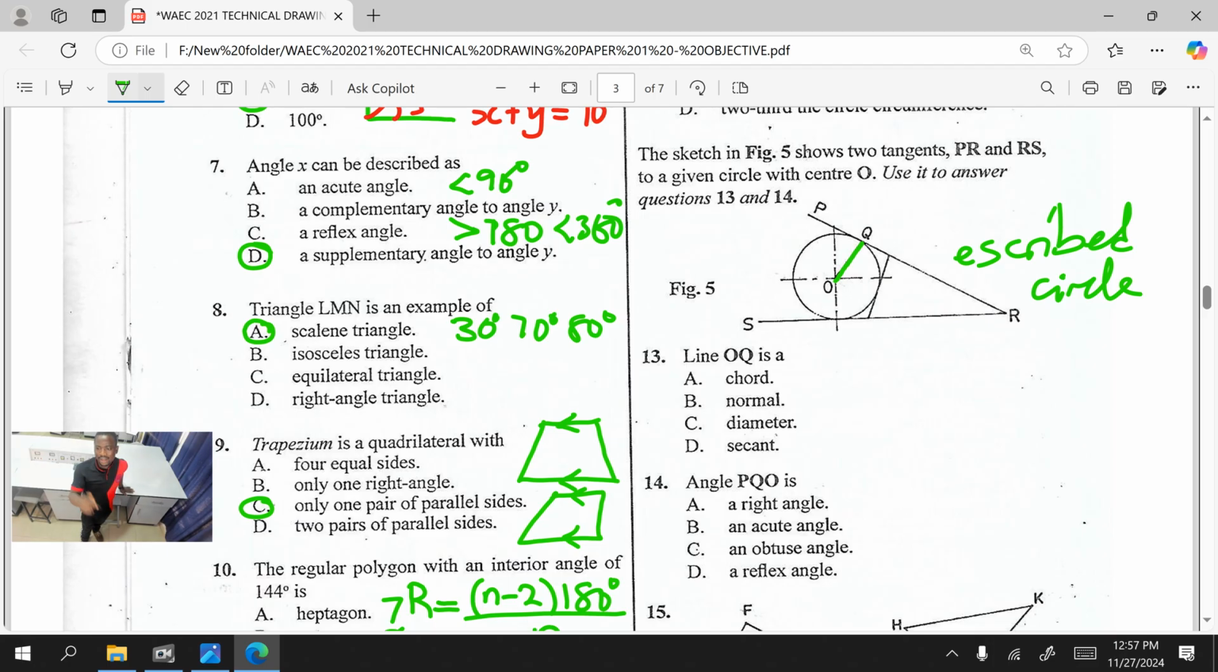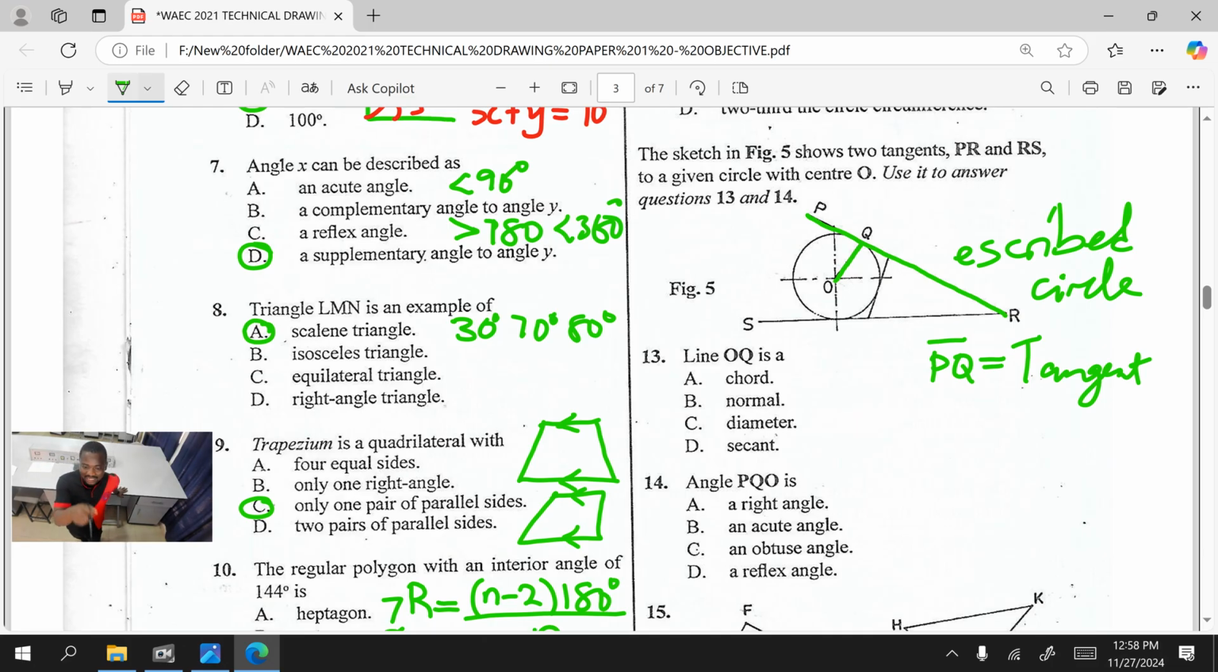So for you to know what that line is, you need to know what line PR is. Look at this line, PR. Can you see? Good. That line PR is a what? This is how to write a line. Is a what? Is a tangent. What is a tangent? A tangent is a line that touches a circle at a point and it forms 90 degrees with the center of the circle. Do you get it now?